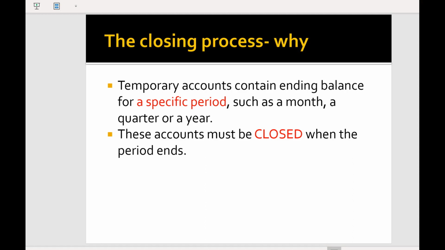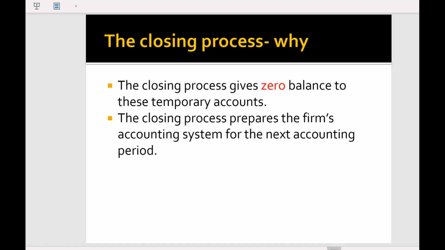Why do we close accounts? It's because the temporary accounts contain ending balances only for a specific period, and we close them to prepare for our next periods. So they are given zero balances, and the next accounting period, we start those accounts all over again.